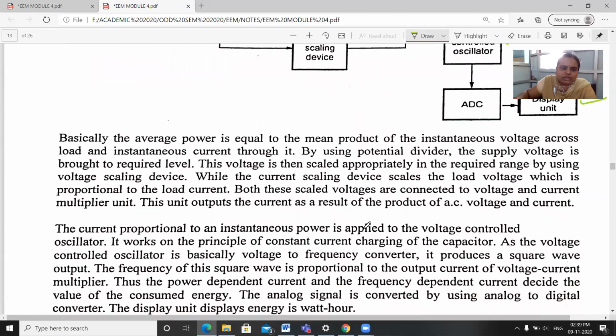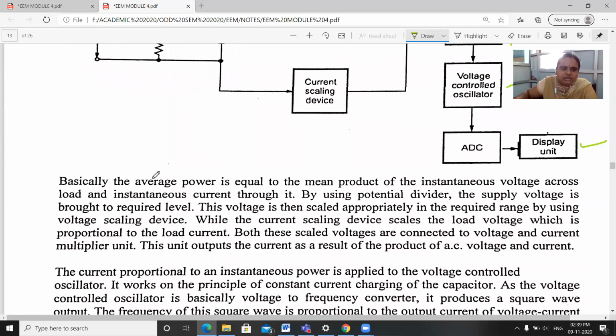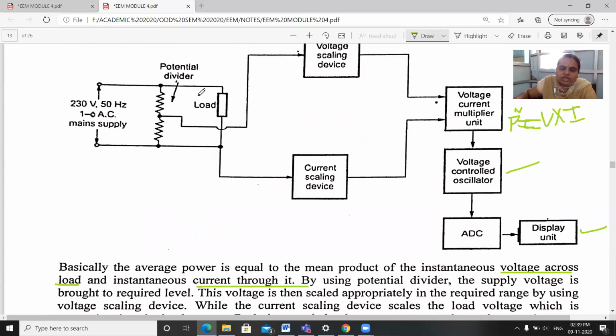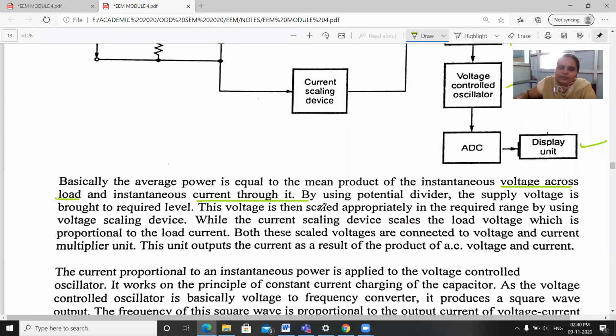Next, we'll go with the theory behind this. Basically, the average power is equal to the mean product of the instantaneous voltage across the load and the instantaneous current through it. How much voltage is consumed by the load, based on that, I can measure the voltage or else the current, right? That's the point here.